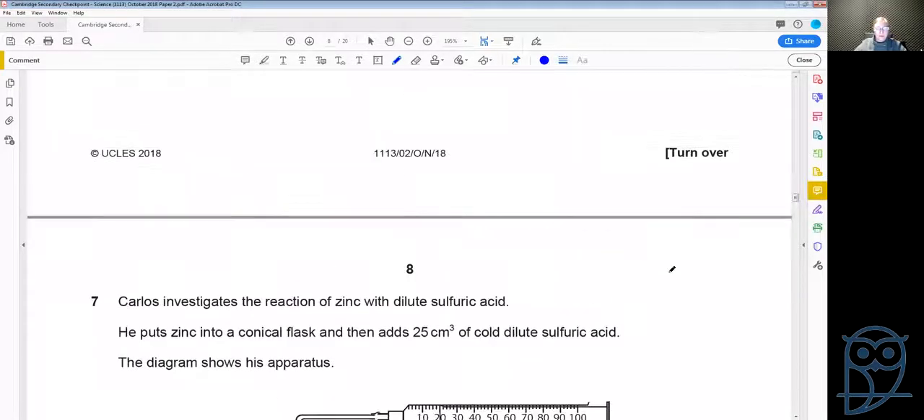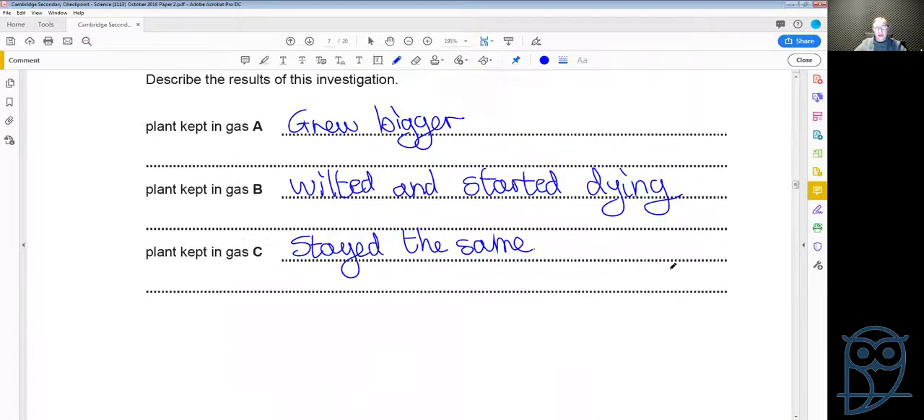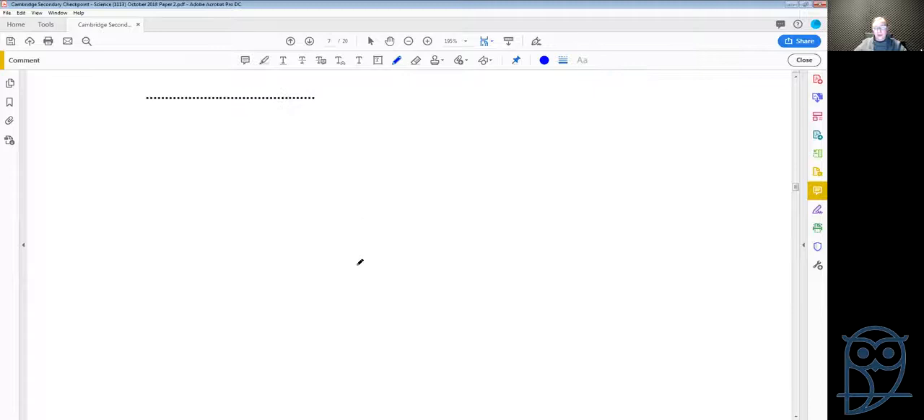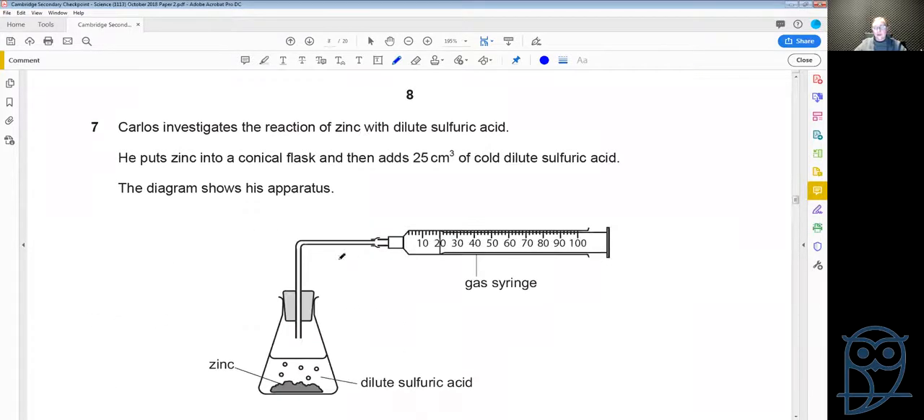Okay. So here we can also say, instead of just wilted, we can say stayed the same, did not grow but stayed the same, or grew bigger, sort of things. So just use some descriptive words. It is perfectly fine. So Carlos investigates the reaction of zinc with dilute sulfuric acid.